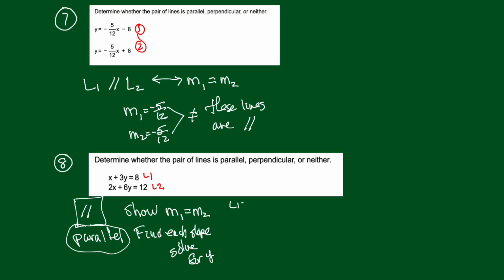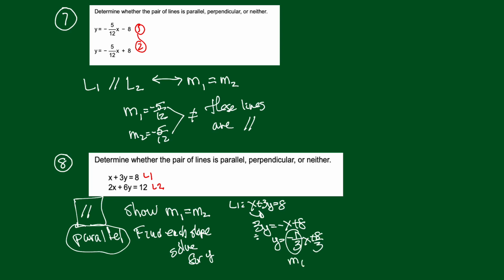So for line 1, we've got x plus 3y is 8. I'll solve for y. I'll subtract that x, so I'll get 3y is negative x plus 8, and now divide by 3, we'll get y is equal to negative 1/3 x plus 8/3. So there's the slope of the first line.